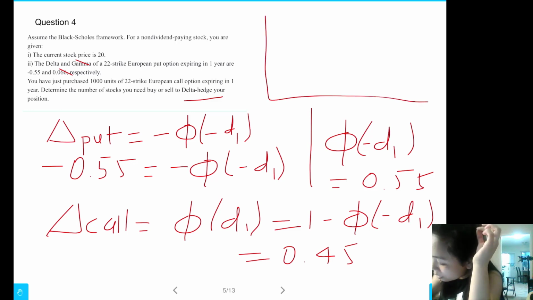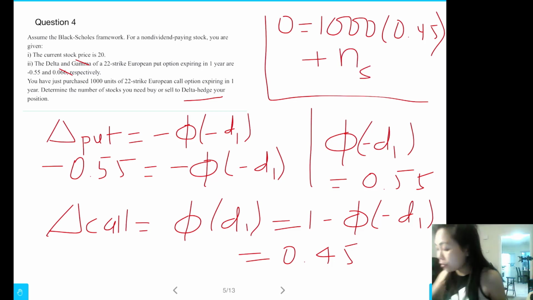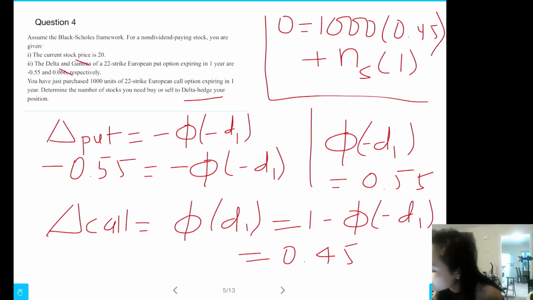So now if we want to delta hedge the position, let me do it here. Delta is equal to 0, right? Delta of the portfolio, and delta of the portfolio is 1,000. We purchase the call options, 1,000 is positive, times delta of call option 0.45, plus N_S times delta of stock, which is 1, times 1, right? So leading to N_S here should be negative 550. That means we have to sell 550 shares of stock, right?